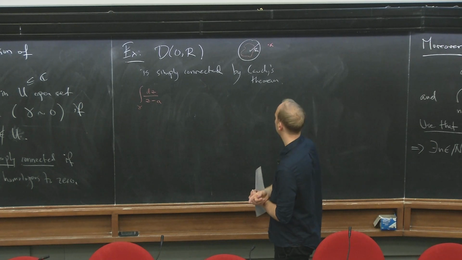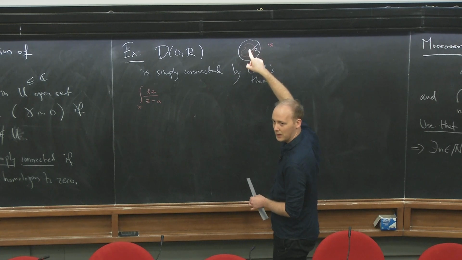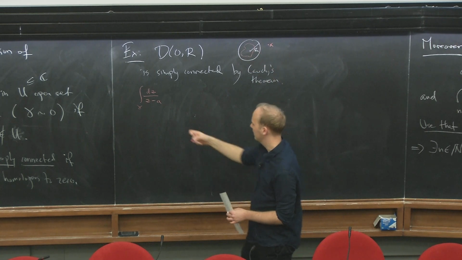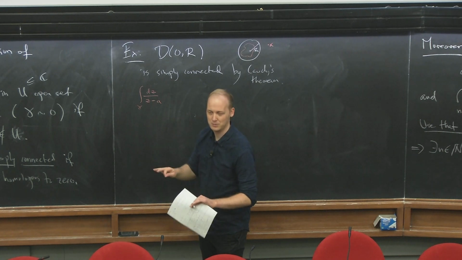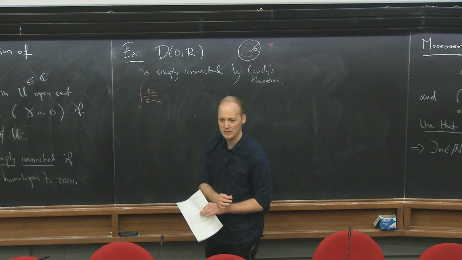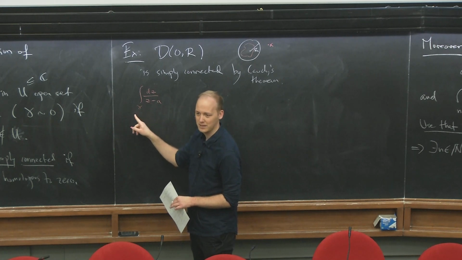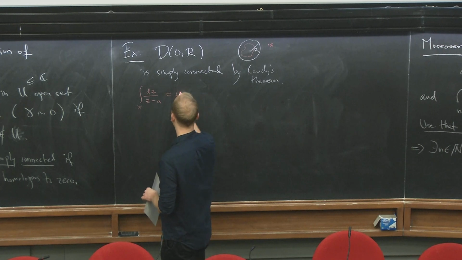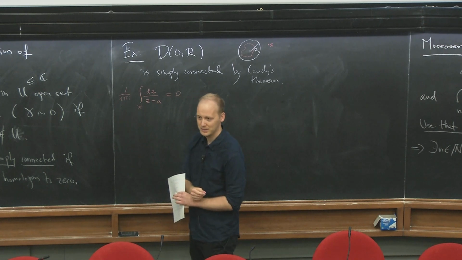And that means, it would have been a totally different story if a was inside. But now a is outside, which means that 1 over z minus a does not have any pole inside this domain. So this is holomorphic everywhere inside the curve. So this one is equal to 0. Of course, if I multiply by 1 over 2 pi i, it changes nothing.